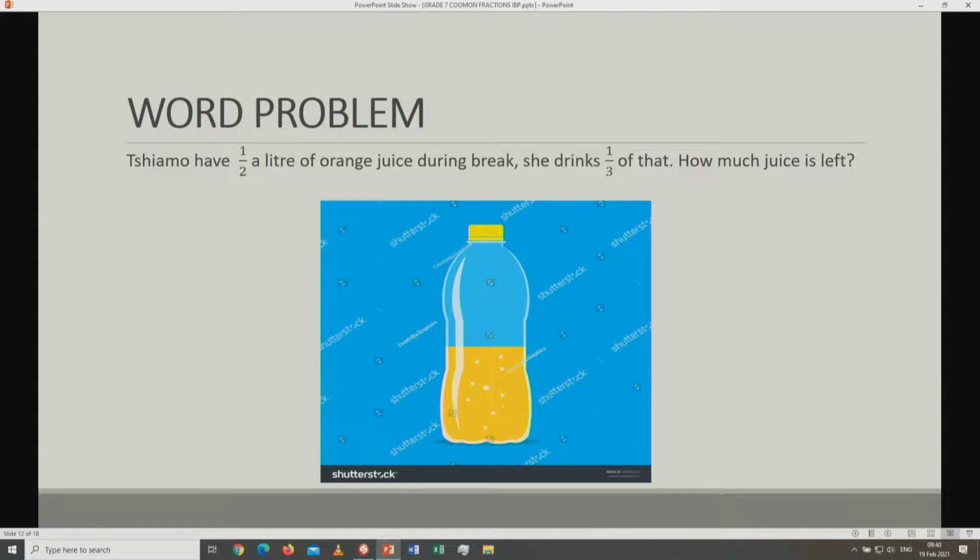Right, guys. The last part on adding and subtracting fractions is a word problem. Remember, guys, we are learning those skills and concepts along the way so that we can read the problem and come up with a solution from what we have learned, from the way in which the concepts are supposed to be dealt with. Now, say for example here in the word problem it says, Tiamo has half a liter of orange juice during break. She drinks 1/3 of that. How much juice is left?